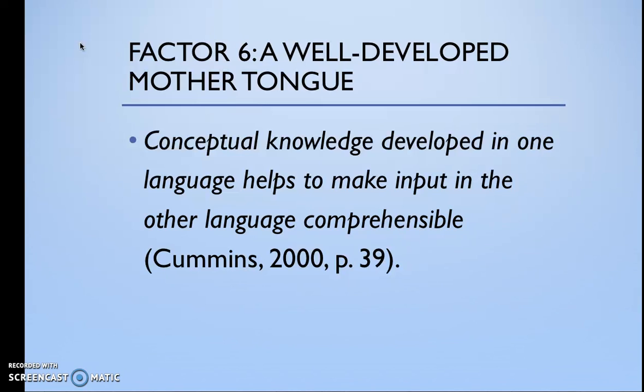The sixth factor is having a well-developed mother tongue. It's very important for students to continue to develop their first language. Now, if you don't share the first language with the student, one of the things you want to do is encourage parents at home to use the first language and to discuss the first language, and give the students opportunities to read, write, and engage with family members or older family members and use their first language, because that supports the acquisition of and learning of the second language.